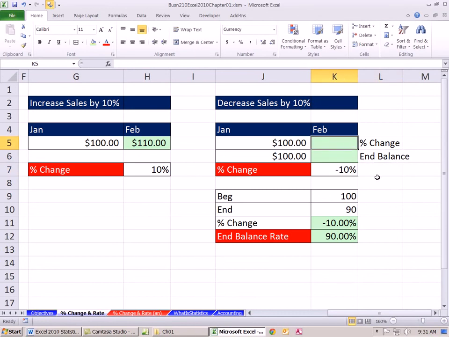And then our formula for this one would be equals beginning amount times 1 plus. Whoops. Notice I forgot the order of operations, because this would be multiplied first and then that. But I really want that plus. So I'm going to make sure and do that. And if I had the ending balance rate, I would simply say beginning amount times the ending balance rate.